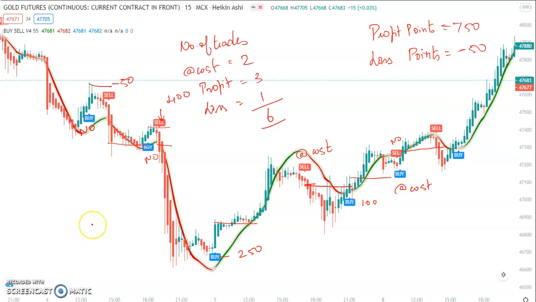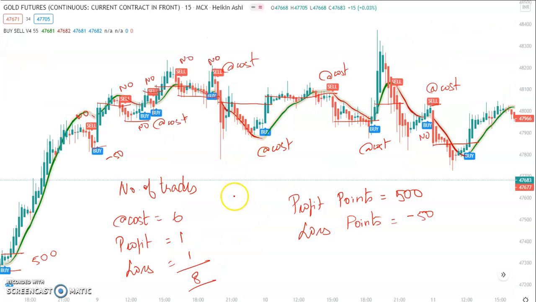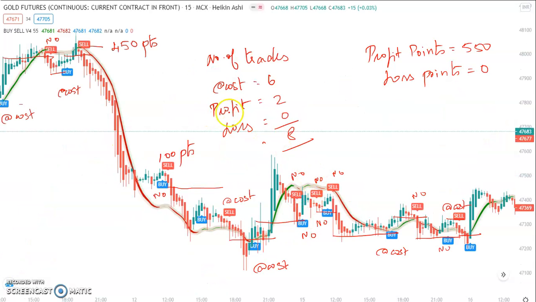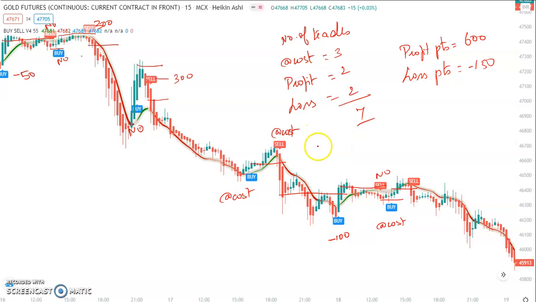For the period Feb 4 to Feb 9th, total profit points is 750 and the total loss points is minus 50. Total number of trades is 6. For the period from Feb 9th to 12th, 500 points is profit, loss is minus 50, and the total trades is 8. For the next period, profit is 550 and loss is 0. The total number of trades we executed was 8.